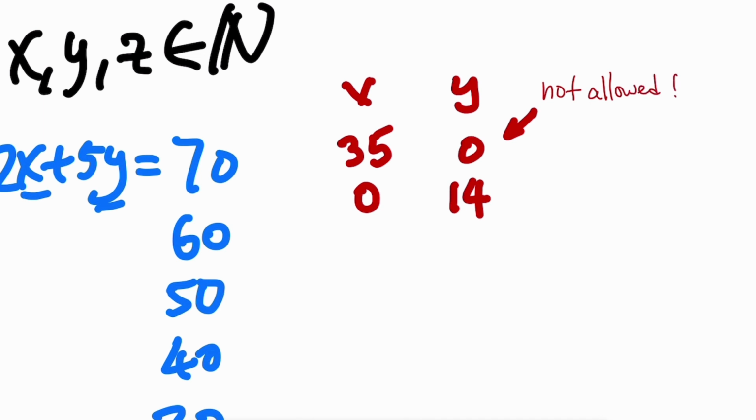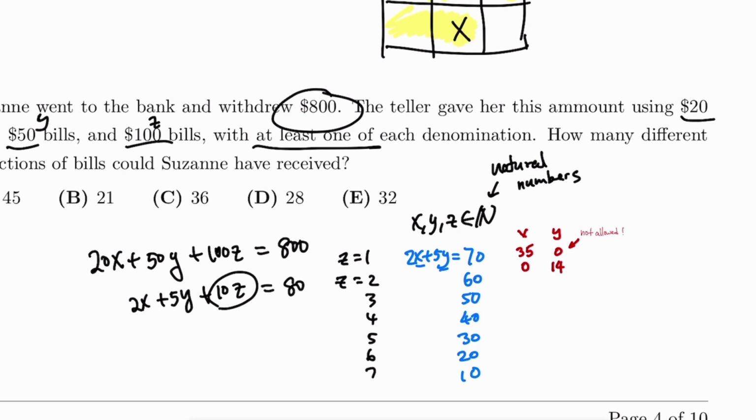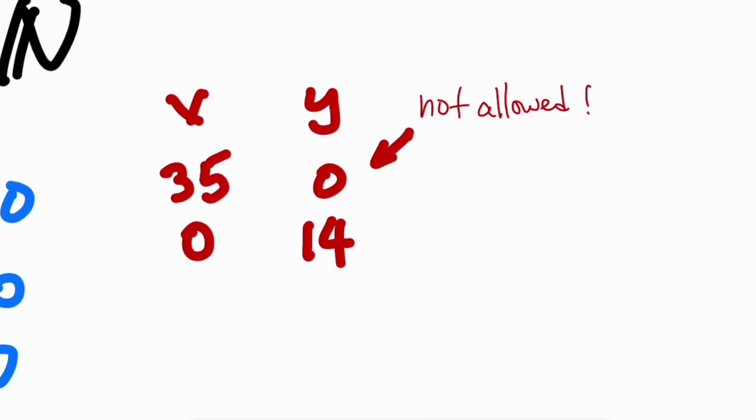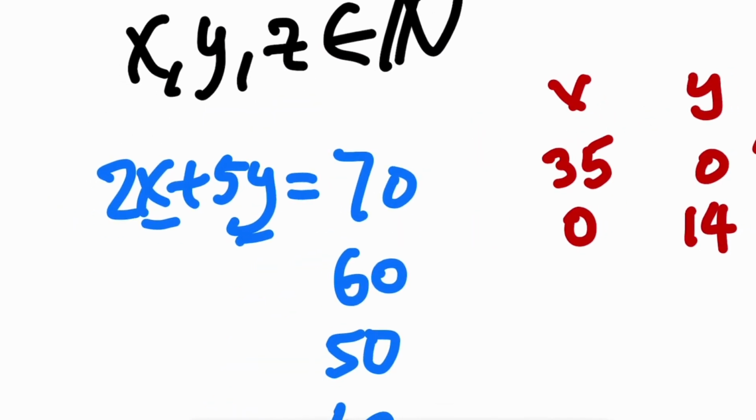Because the 0 we have over here, if we take a look at the original question, we need at least one of each denomination. So 0 is not actually allowed. Therefore, we want to eliminate this choice. And what other answers are there?